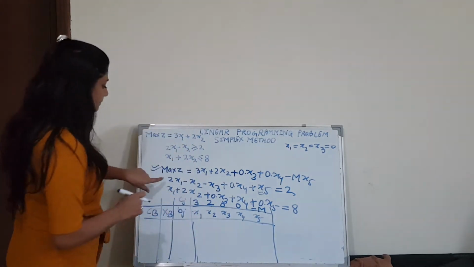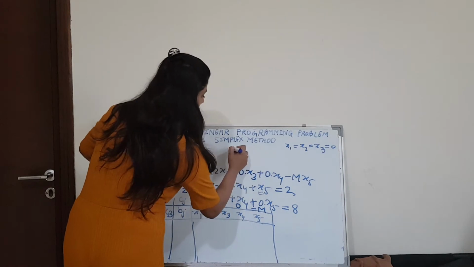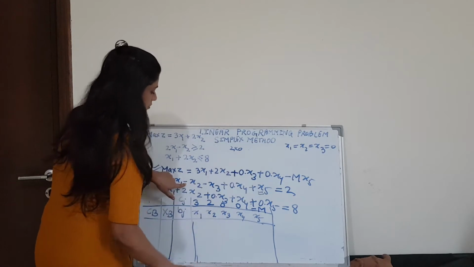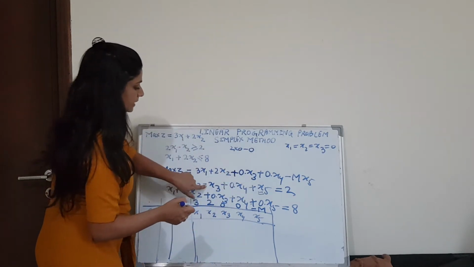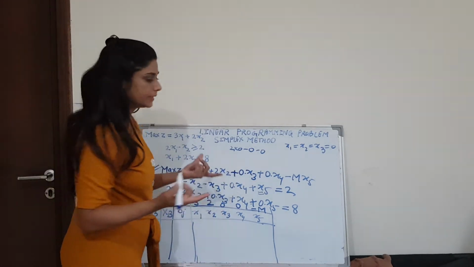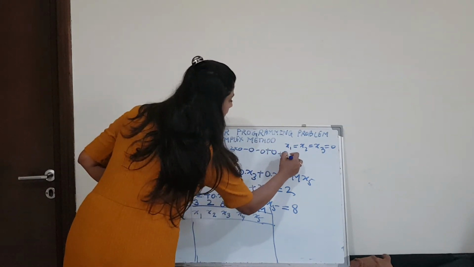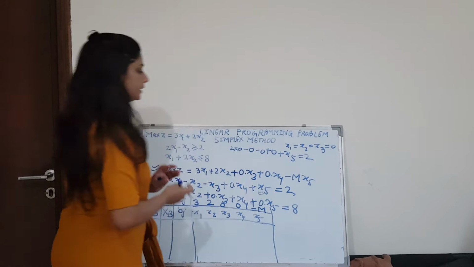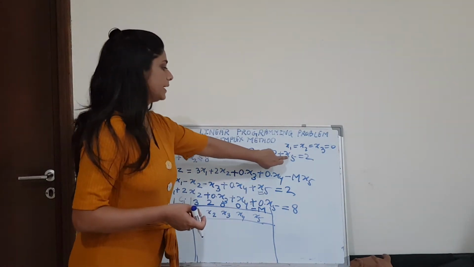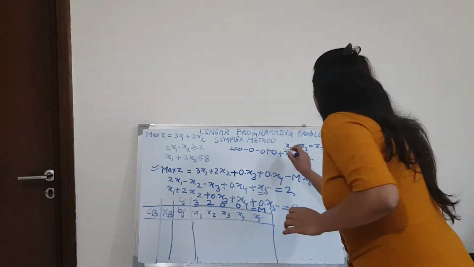Let's start. First equation is this: 2 into 0 is 0, plus minus x2 is 0, minus x3 is also 0, plus 0 into x4 is already 0, and plus x5. So from here all are 0, 2 into 0 is 0, 0, 0, x5. So from this equation we are getting x5 value is 2.